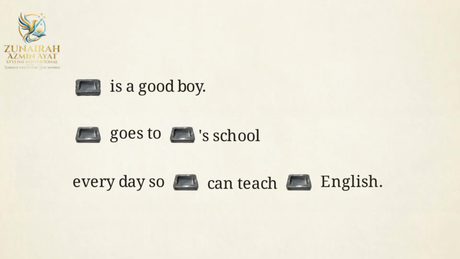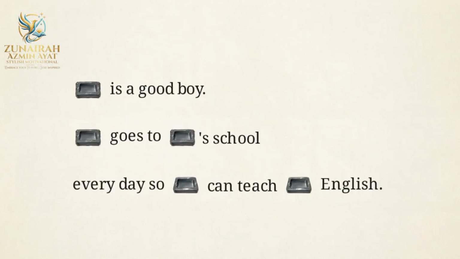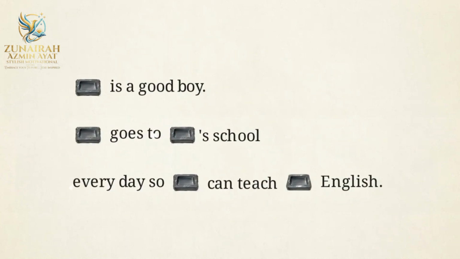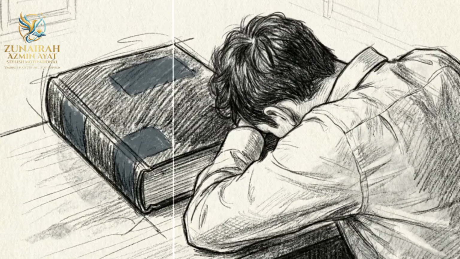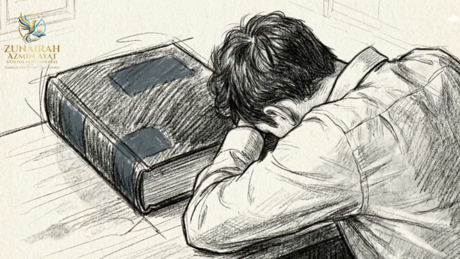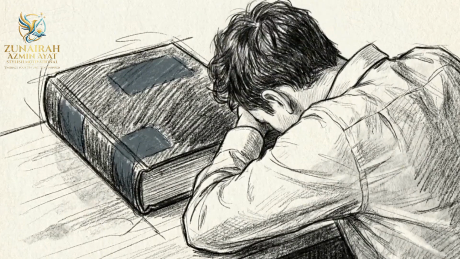Rahim is a good boy. Rahim goes to Rahim's school every day, so Rahim can teach Rahim English. This clunky structure forces the listener to reprocess the same specific noun 5 times in 2 sentences. Every time you repeat a noun, you add a small amount of cognitive weight to the conversation. In a longer dialogue, this redundancy exhausts the listener and forces the transfer of information to a crawl.